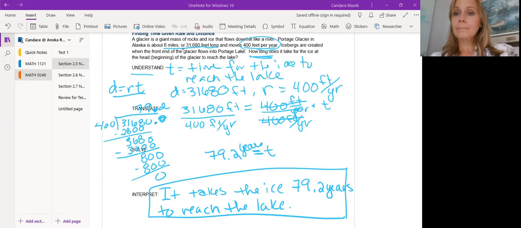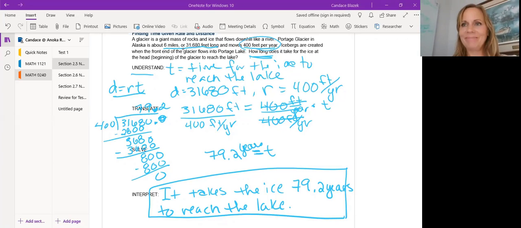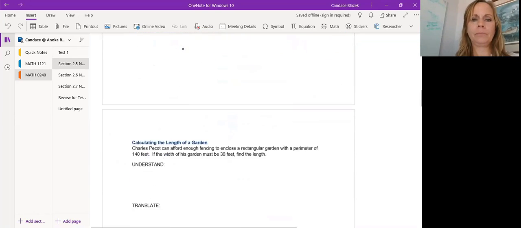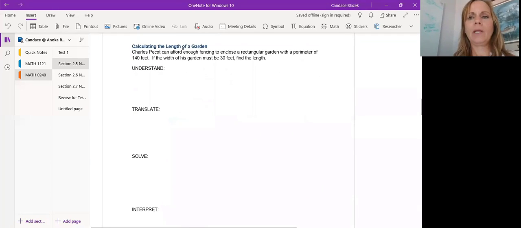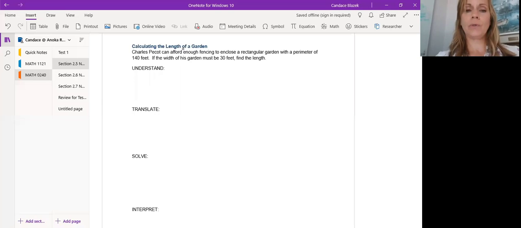Any questions? No? All right. Let's take a look at the next question. Okay. Now remember that we can use charts, we can use pictures, anything to help us solve these equations.